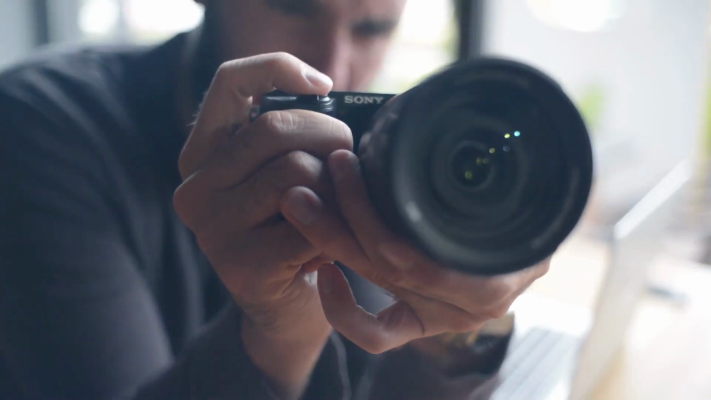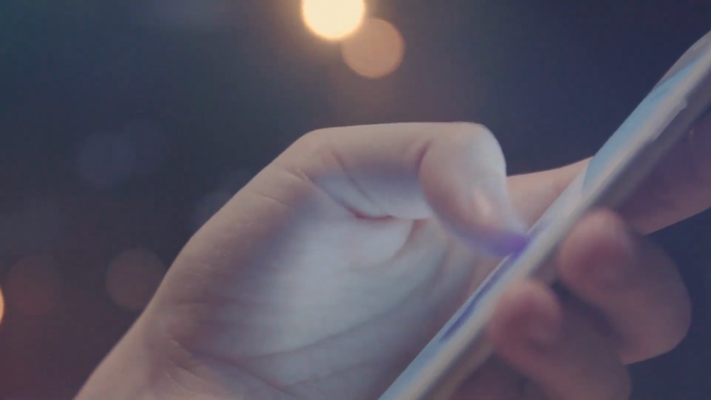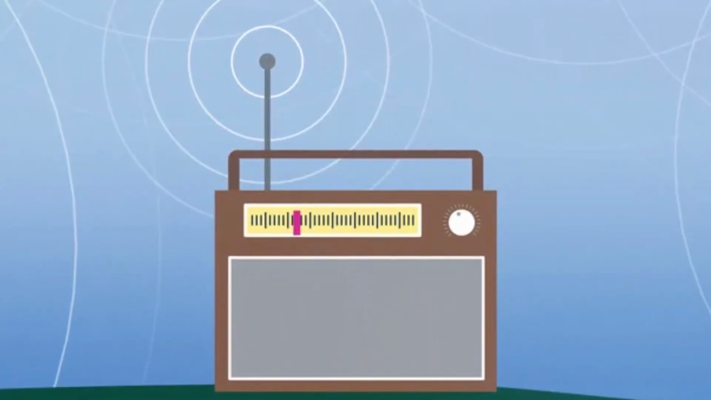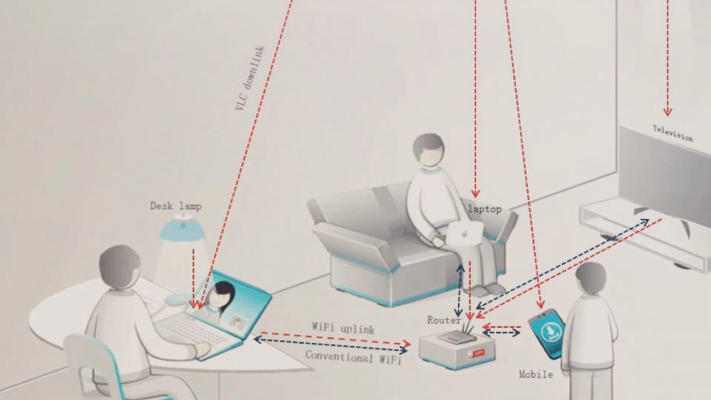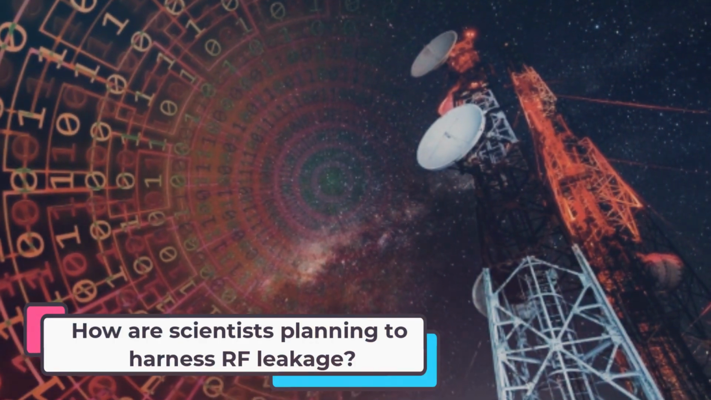Also, any device with a camera, like a laptop, tablet, or smartphone, can act as a receiver and make the technology work. These LEDs also leak energy in the form of side-channel radio frequency or radio waves. This energy could be used to power VLC devices. How are scientists planning to harness RF leakage?